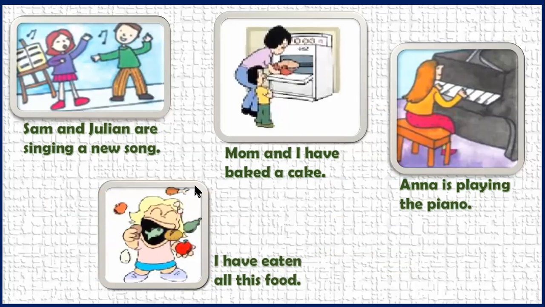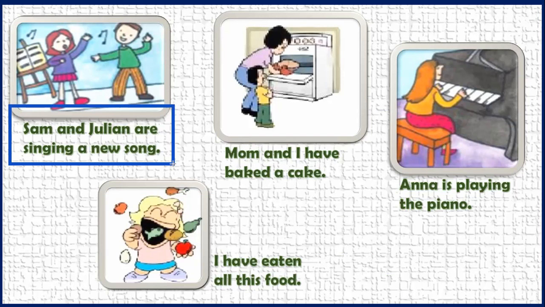Here we have Sam and Julian are singing a new song, right? Now, what tense is this? Is it simple present? Is it past? Is it present continuous? It's present continuous. Very good. Now, this is present continuous active voice. We know that Sam and Julian are the subject. So, they are the doers of the action. Now let's change this to a passive voice.